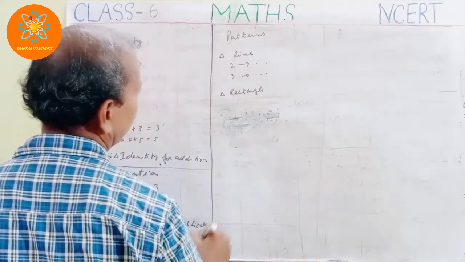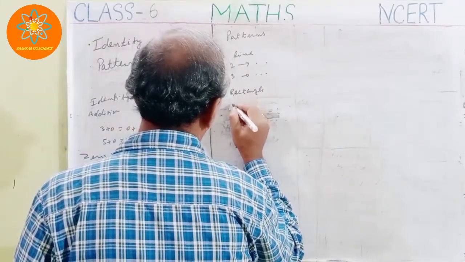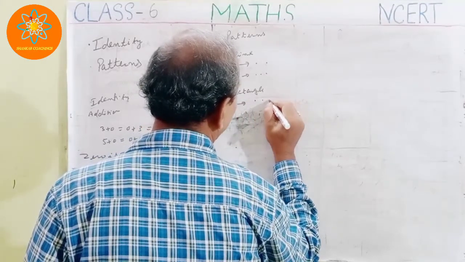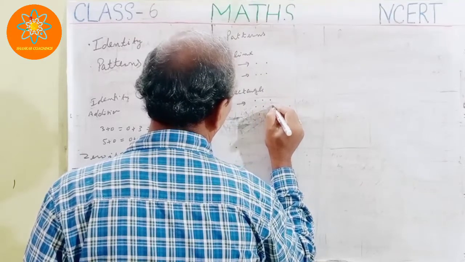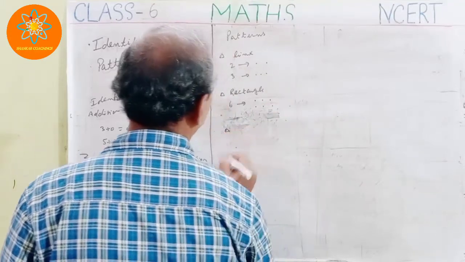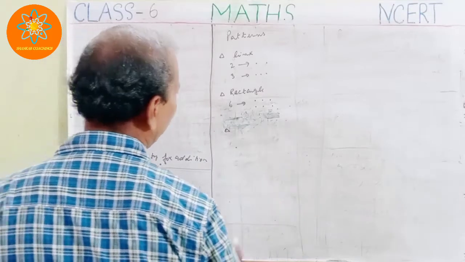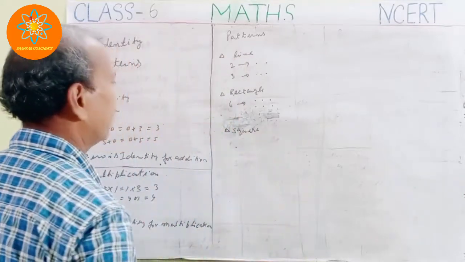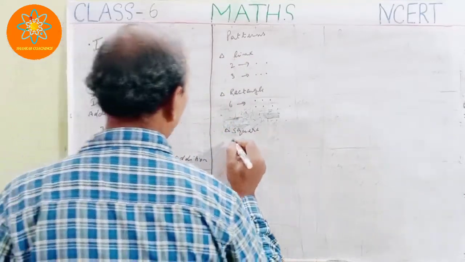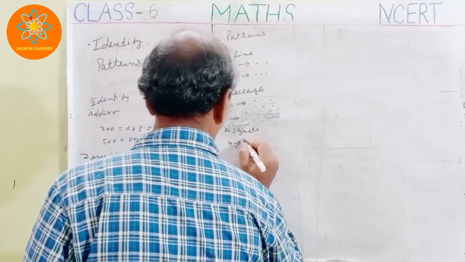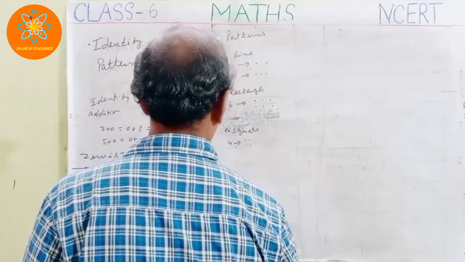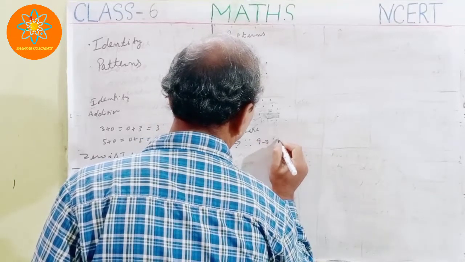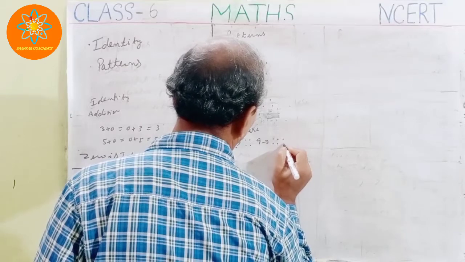For example, let's suppose I am taking 6. It can be represented as a rectangle also. Then I can represent a whole number in the form of a square also. For example, let's suppose 4 is there. I can represent this as a square. Then suppose 9 is there. I can represent this also as a square.